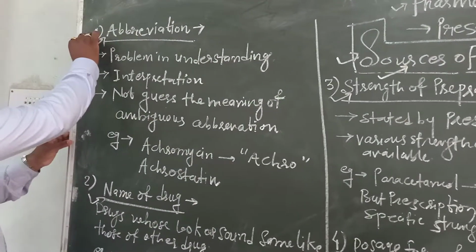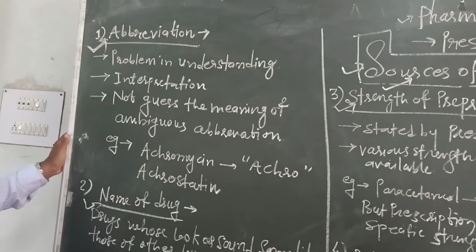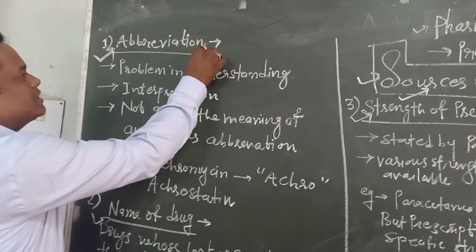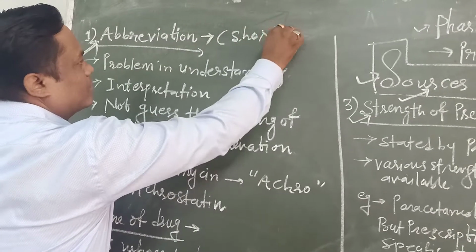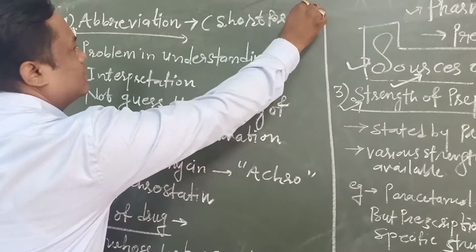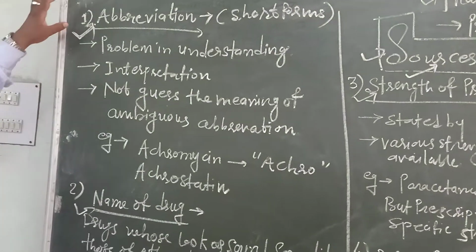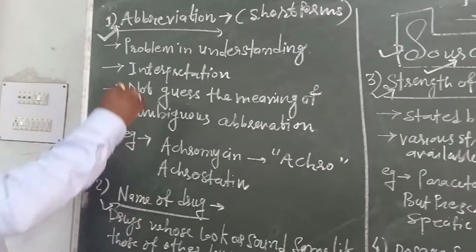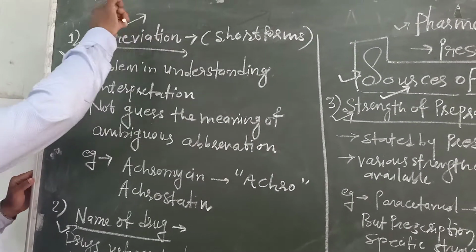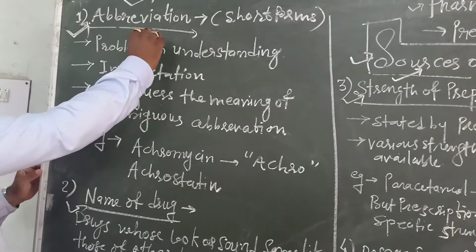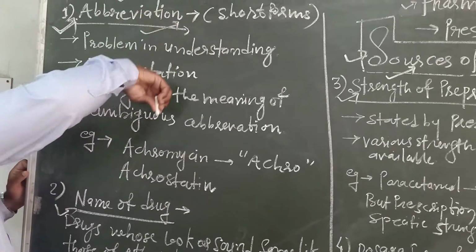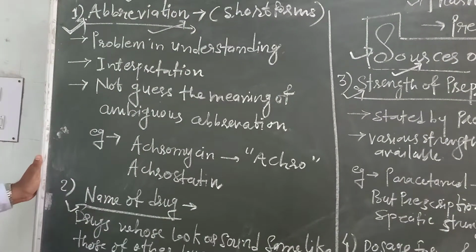Then first is abbreviation. Abbreviation means what? Abbreviation is also called short forms, which are written by the prescriber while writing the prescription. Why are abbreviations used? It saves time while writing the prescription. Then it is the responsibility of the pharmacist to know about the prescriptions which are written by the prescribers.